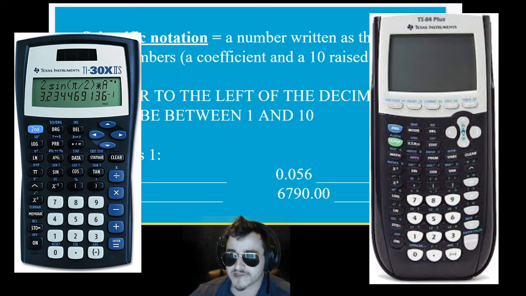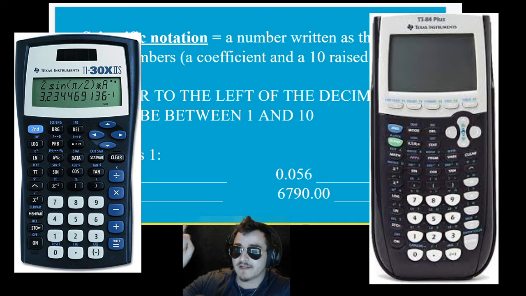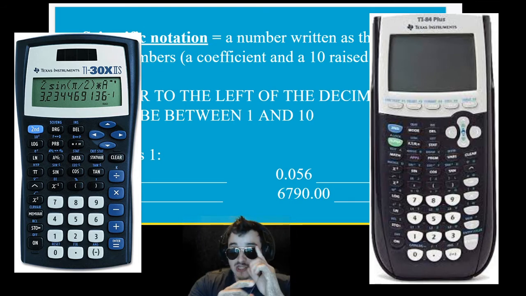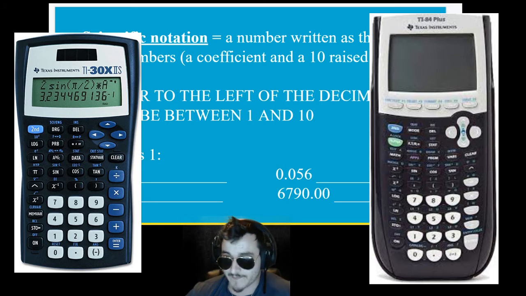But first, you must hit the second button. And if you'll notice the blue text just above each of these buttons, it looks like two capital E's. What that E represents is times 10 to the. It is times 10 caret all in one button. The fewer buttons you're punching into the calculator, the less room for error.